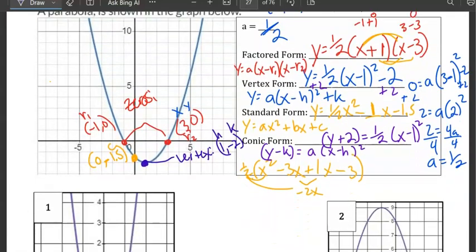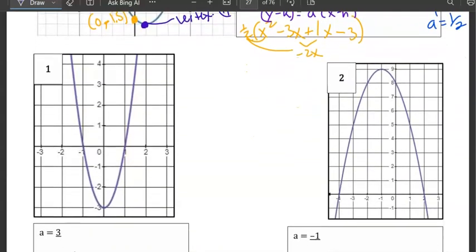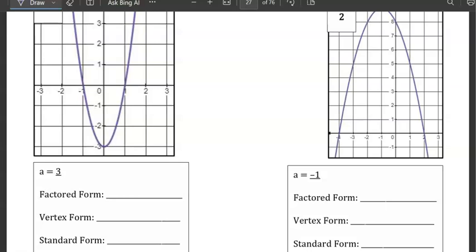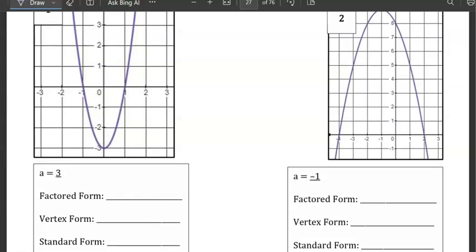All right, go ahead and try the examples below. The A is already calculated for you. What you need to find is the factored form, the vertex form, and the standard form. Remember, for factored form, you want to find the zeros. For vertex form, find the vertex. And for standard form, find the y-intercept to help you with these. Once you're done with that, move on to the next skill.